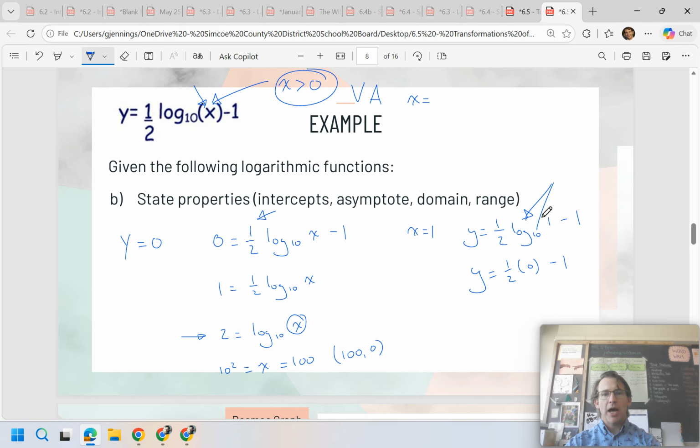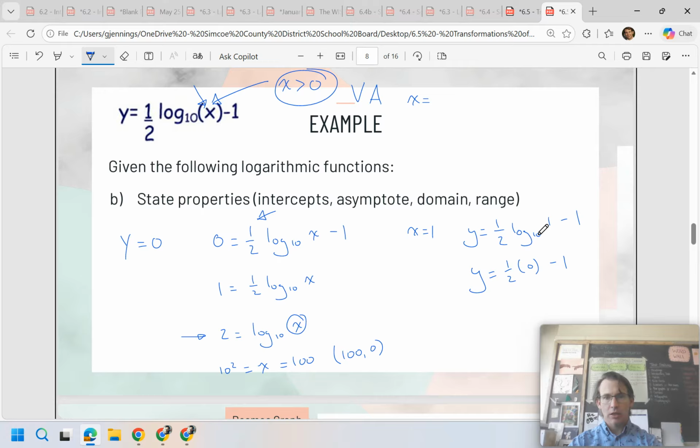That's saying what power do I need to raise 10 to get 1? And anything to the 0 is 1. So that's why log base 10 of 1 is 0. Log of 1 for any base is 0. Okay, so this gives us y equals minus 1. So we found that the point (1, -1) is on the function. Cool. So now we got these 2 points.